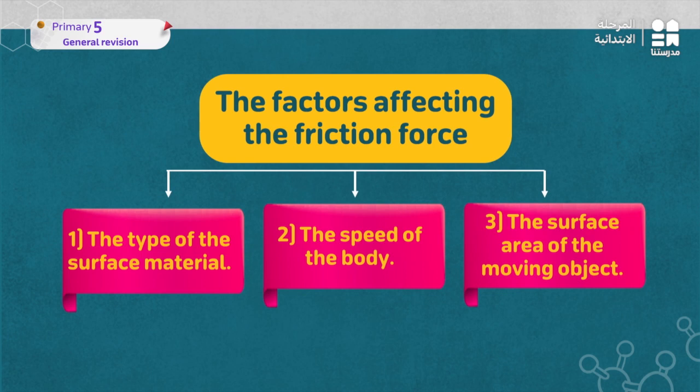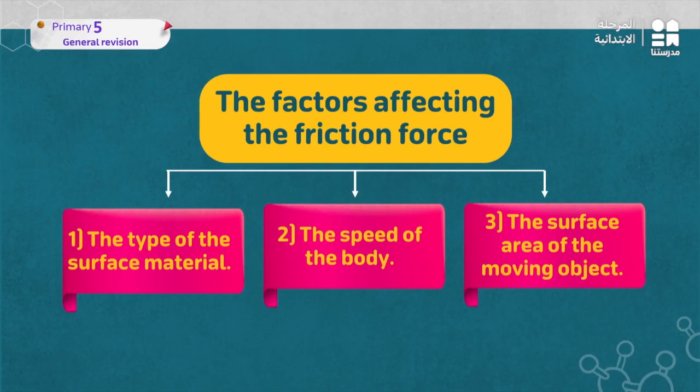تاني factor which is the speed of the body. Speed of the body اتفقنا عندنا هنا ان في direct relation. So when the object move in a high speed, so the friction increases. ولو in a low speed أو ال speed decreases يبقى friction برضو decreases.